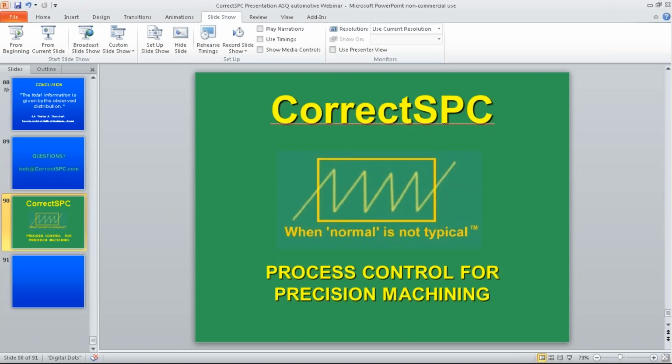Okay, here's another question. I work in the precision stamping industry. Seems that CorrectSPC would apply in stamping also. Please give me your thoughts. Well, it does, but it's a little bit different, because you don't generally adjust a stamping die. So generally you get one cycle.